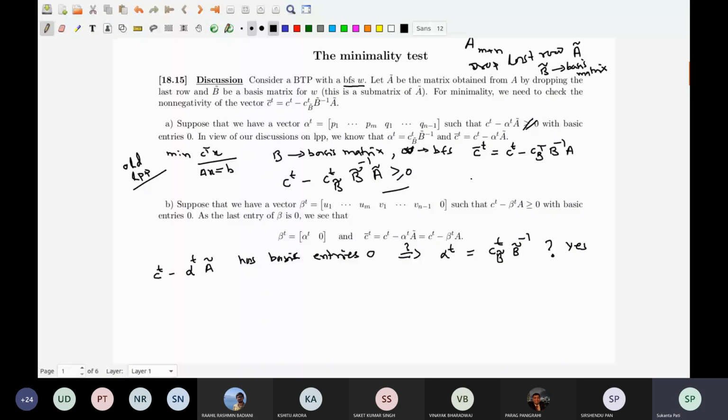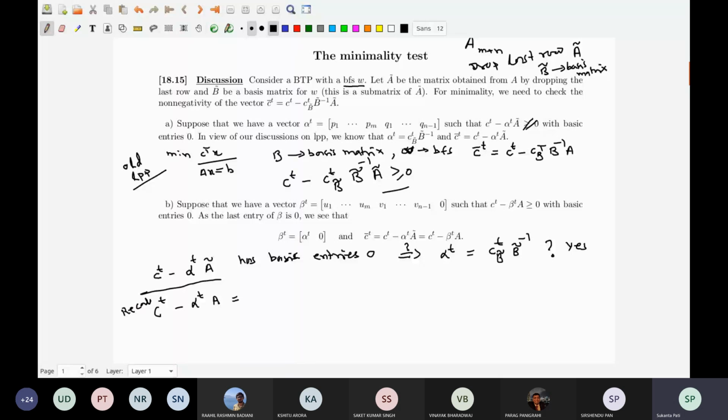See, if you have C transpose minus alpha transpose A, this is nothing but, I am trying to recall from the old LPP.